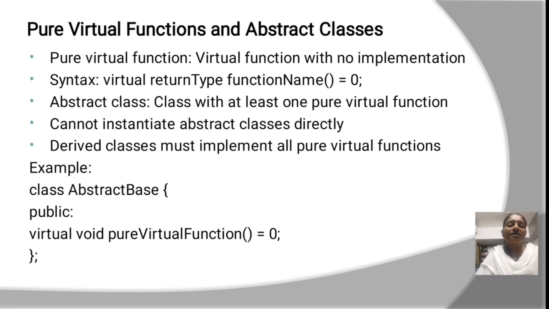Pure virtual functions and abstract classes. A pure virtual function has no implementation. Syntax: virtual return type function name, open closing parenthesis, equal to 0. Abstract class: a class with at least one pure virtual function; we cannot instantiate abstract classes directly. A derived class must implement all pure virtual functions. For example, class AbstractBase, open brace, public virtual void pure virtual function. Here we are using a pure virtual function syntax and abstract classes.